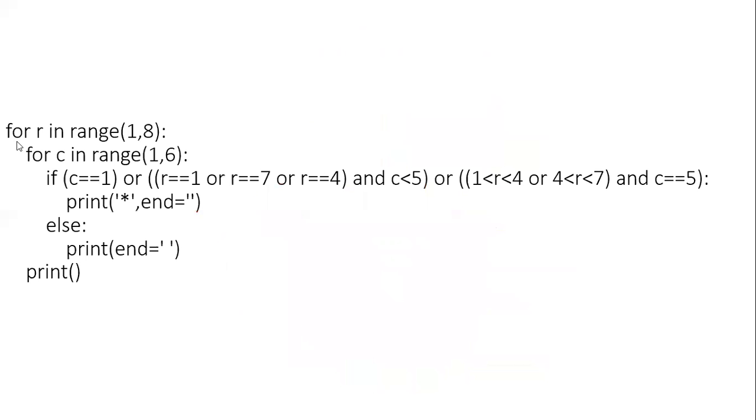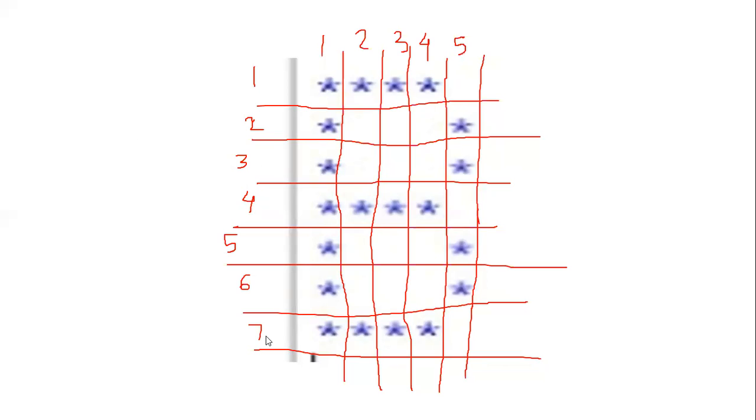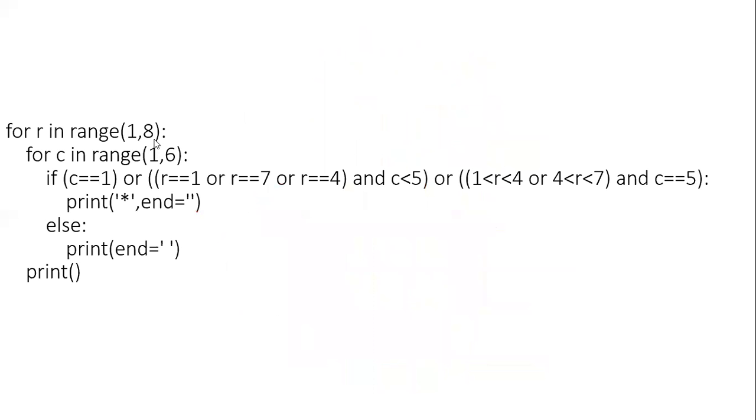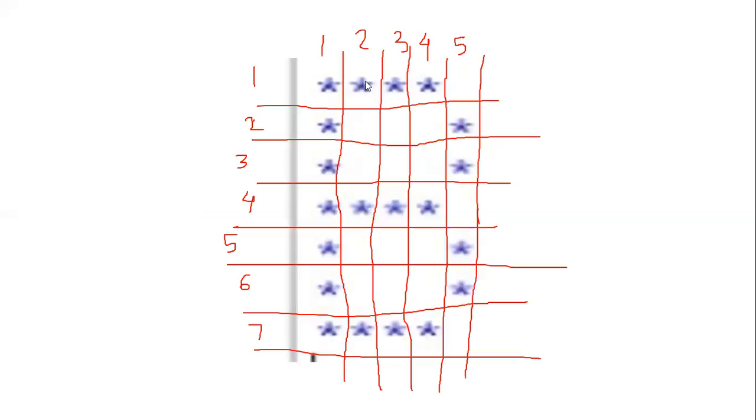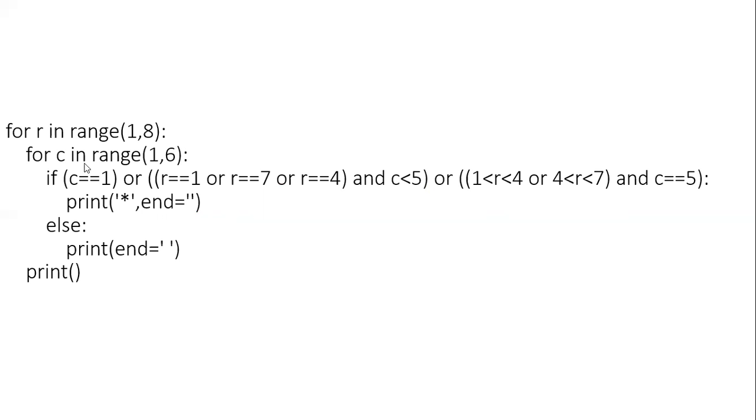So what is the code for rows? For R in range 1 to 8. I'm taking R for rows. So we have 7 rows here, and in range the last number 8 is not considered. So we have 7 numbers in the range. So for R in range 1 to 8, and we have 5 columns. So while using range function, we should write range 1 to 6. So for C in range 1 to 6, where C stands for column, so we should write condition now.